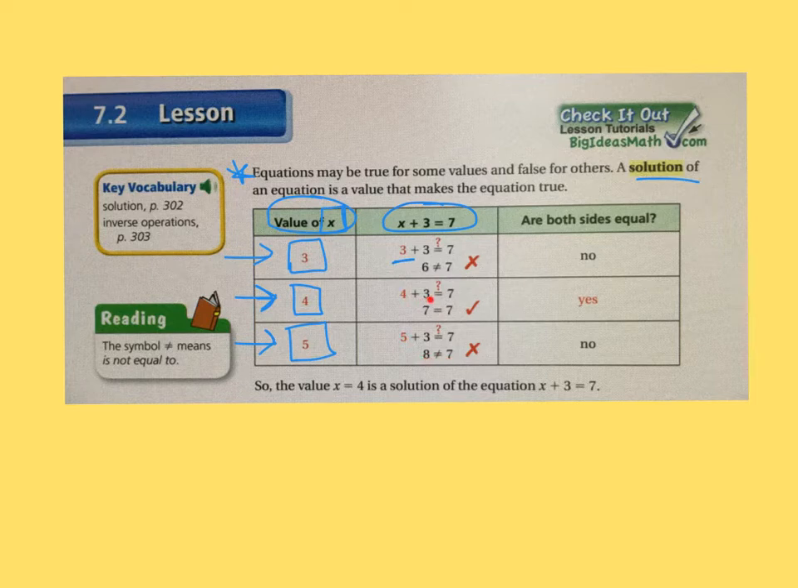So 4 plus 3 equals 7 on this side. We're balancing this equation. They're telling us it's already 7, so does 7 equal 7? Yes. Same thing over here. Now we plugged in our 5. 5 plus 3 equals 8. 8 does not equal 7, so no is our answer. Okay? So we know that the value x equals 4 is a solution of the equation x plus 3 equals 7. Now, I want you to just think about this for a moment.